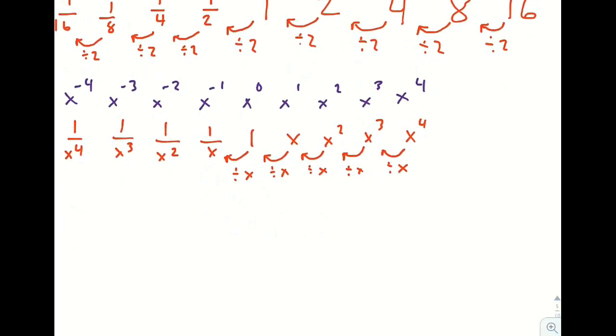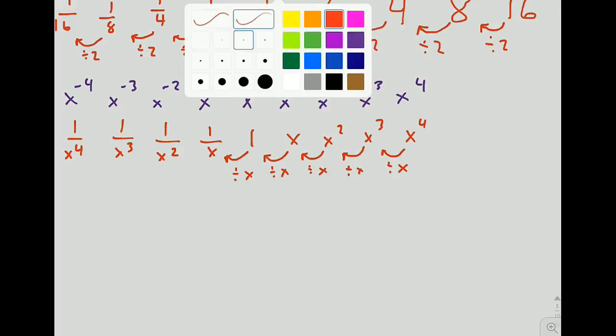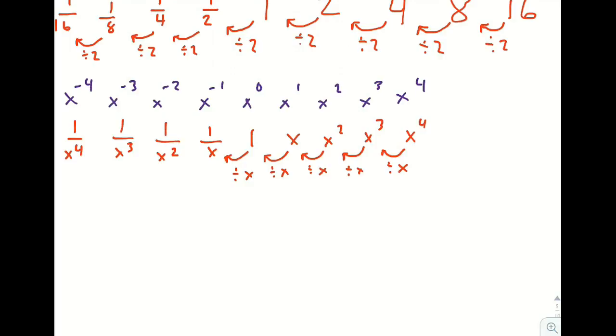So all of those hopefully are helping you to see an interesting pattern that we're going to be working with here. Another situation would be, what if you started with something like 1 over x to the negative 4th?